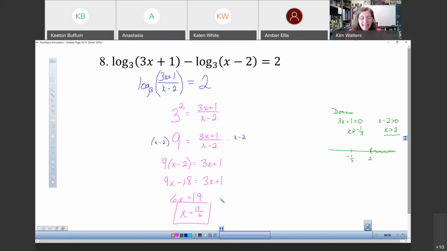Okay, that is the end of chapter 5. The only thing we have left to cover is chapter 7, section 1, which is systems of equations. X plus y is equal to something, elimination, substitution, that kind of thing. That's what we'll do tomorrow.